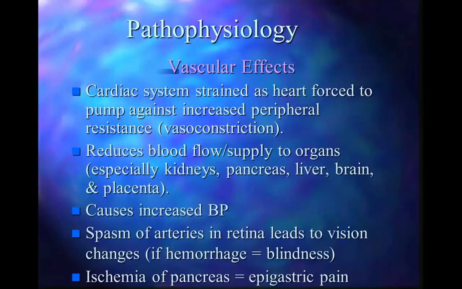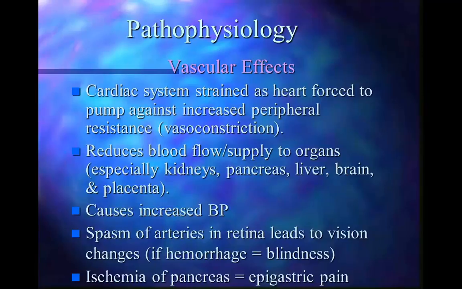So if we look at the pathophysiology, we have vascular effects first. The cardiac system is strained as that heart is forced to pump against the increased peripheral resistance because of all the vasoconstriction from the vasospasms in the periphery. This reduces blood flow and blood supply to organs, and the ones we're especially concerned about are those vital organs: the kidneys, the pancreas, the liver, the brain, I would also say the heart, and then the placenta. So this causes increased blood pressure from those vasospasms.